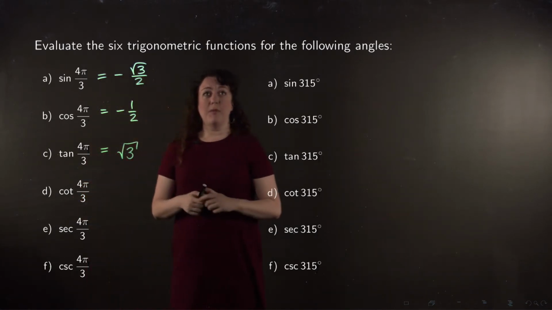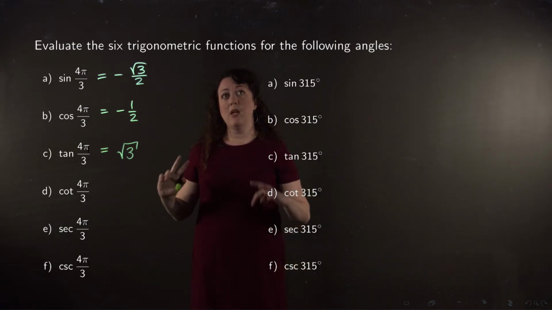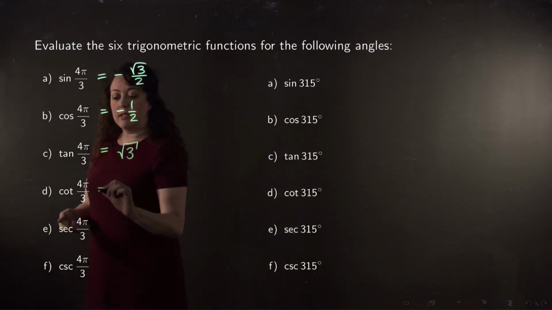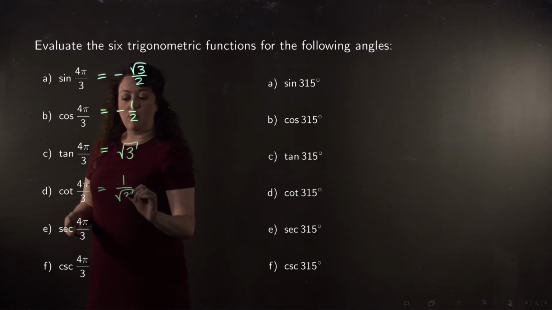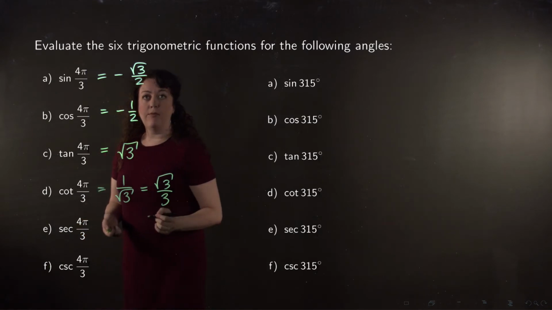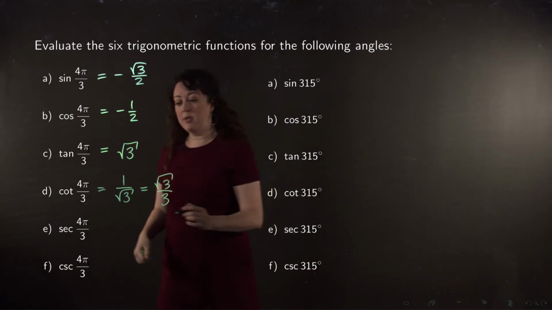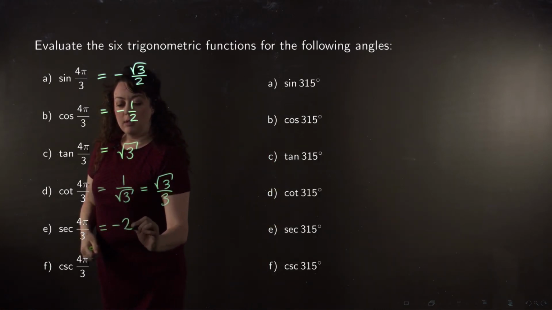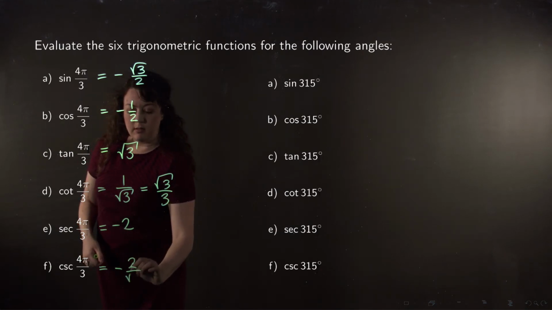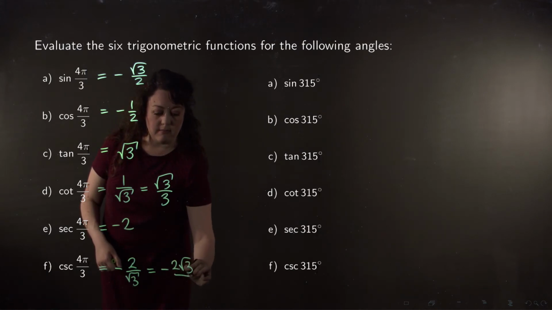And then the rest of these should be pretty easy, because if you can get your sine, cosine, and tangent, then cotangent, secant, and cosecant are just going to be reciprocals of those. So if I flip over the square root of 3, it's going to be 1 over the square root of 3. Or if you're a fan of rationalizing, that's square root of 3 over 3. For 4 pi over 3 secant, secant is the reciprocal of cosine, which means if I flip over cosine, I get negative 2. And then for cosecant, I'll get negative 2 over square root of 3, which is the same thing as negative 2 square roots of 3 over 3.